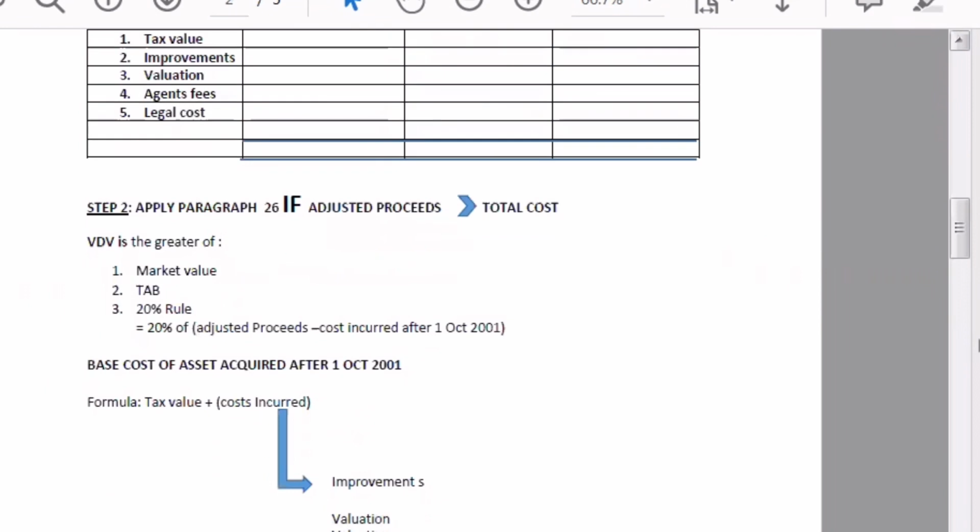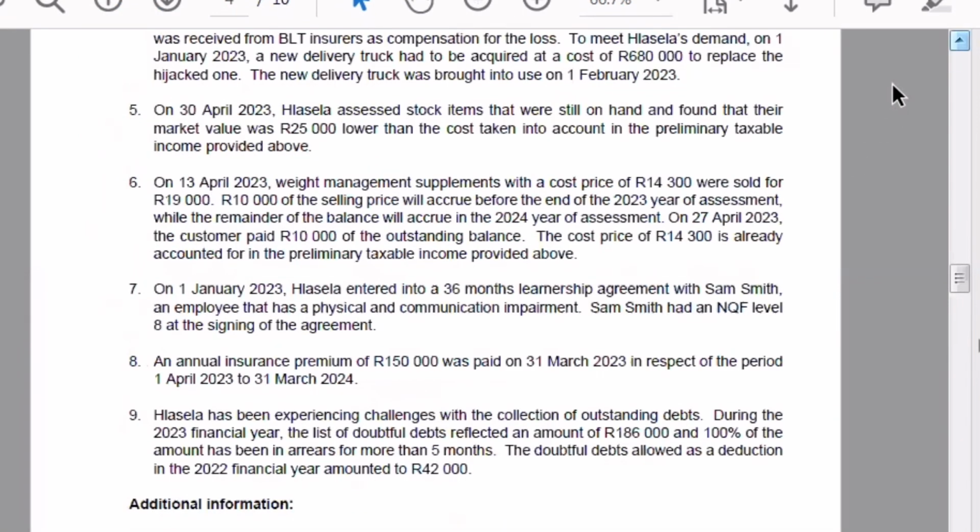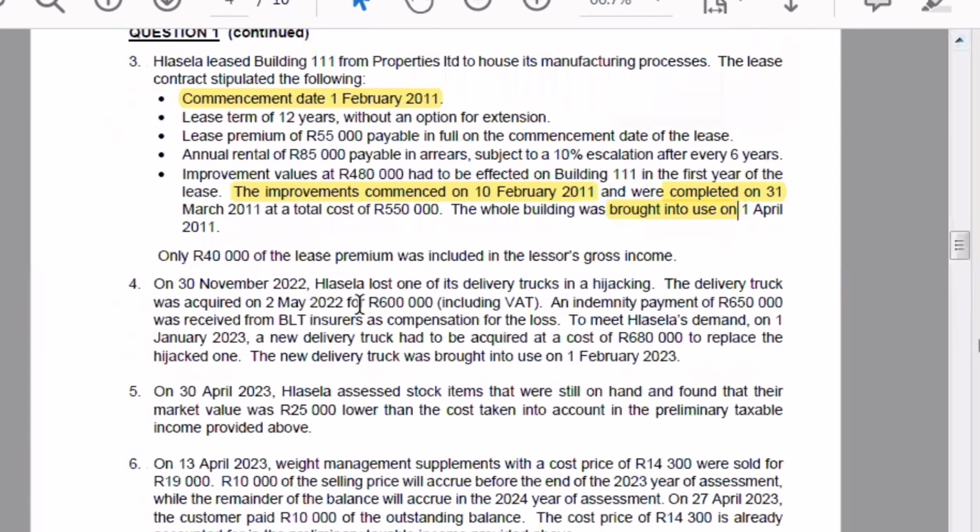It says here, base cost of asset acquired after 1 October 2001. I don't want to dwell much on this because I need a day to just explain capital gains on its own. But just know that as long as the asset was acquired, like literally bought, after 1 October. So let's go to our question. When was this asset bought? Everyone? May 2022. It's after 1 October 2001, is it not?